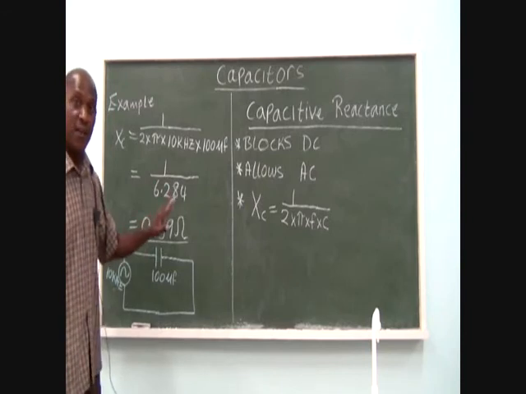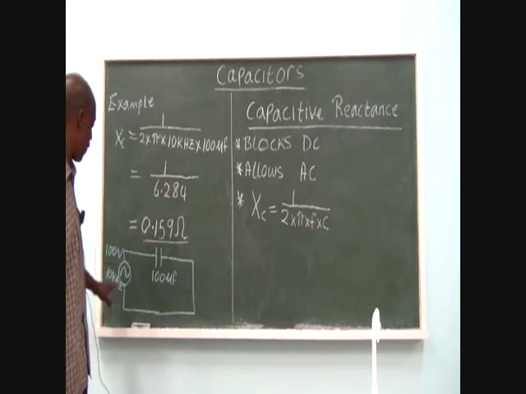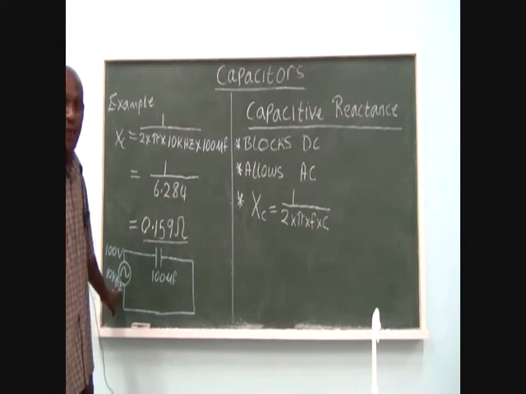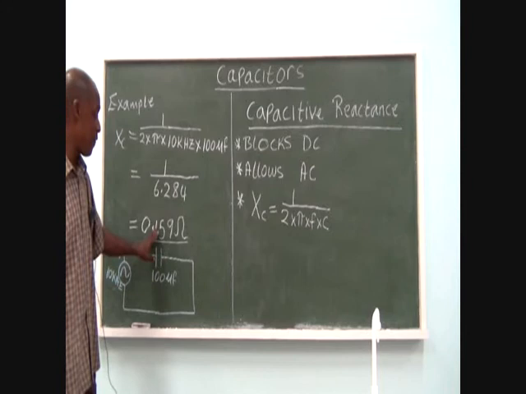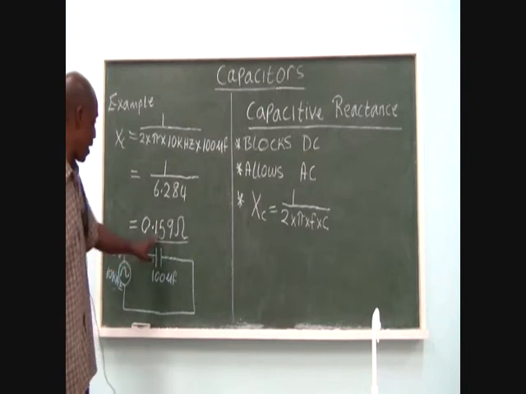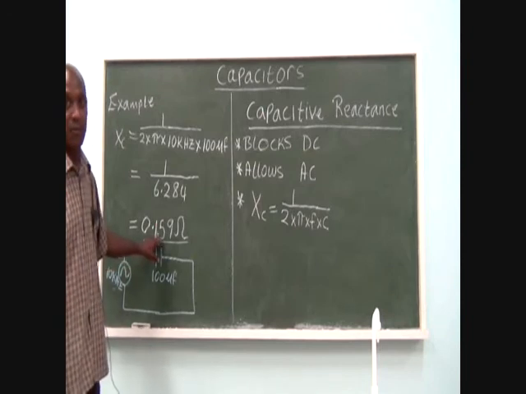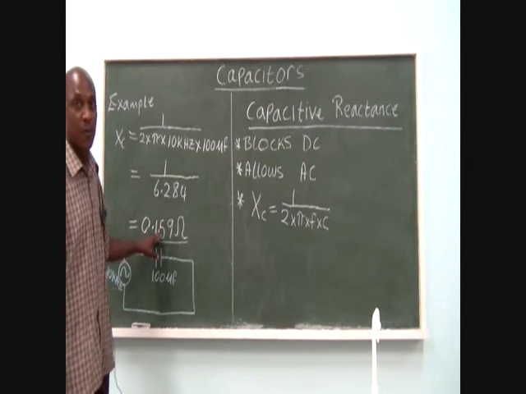Now for different frequencies of AC voltage, the capacitor will put up a different value of opposition. So that is worth paying attention to. It will not always be this. Okay, don't get it mixed up. There's a lot of people that are getting this mixed up.